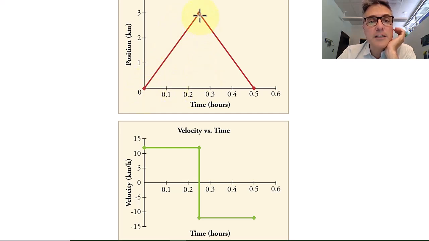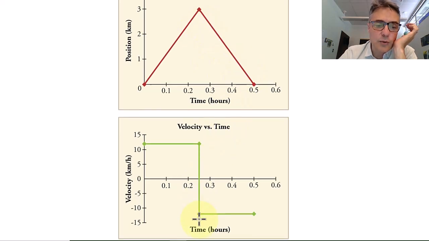So all along here there's a constant slope. The rise is 3 kilometers. The run looks to be about 0.25 hours. So 3 divided by 0.25 equals plus 12. So there's a plus 12 kilometers per hour until suddenly the velocity changes at this moment, and then the rise is now -3, and the run is again 0.25, so you get negative 12 kilometers per hour.